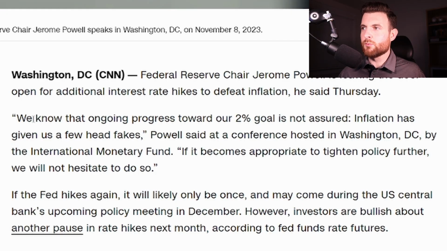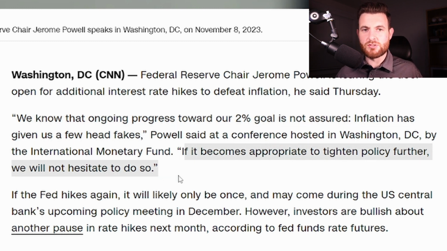And we can see here that we know that ongoing progress towards our 2% goal is not assured. Inflation has given us a few head fakes. If it becomes more appropriate to tighten policy further, we will not hesitate to do so. So currently, the interest rate is sitting at 5.25%, and the overall economy is still running hot, which means inflation could run hot. And that means overall that things are looking relatively well for holding the US dollar.